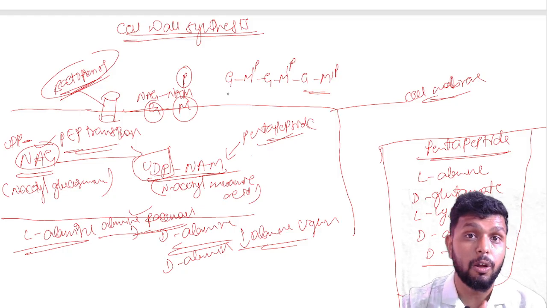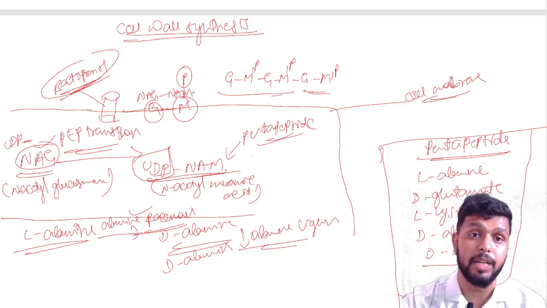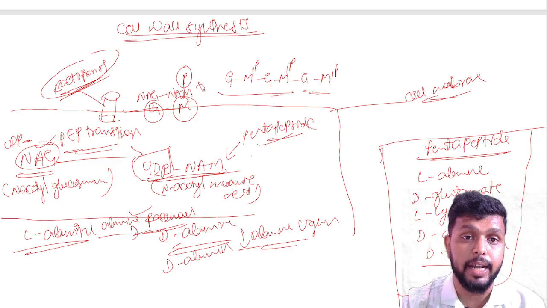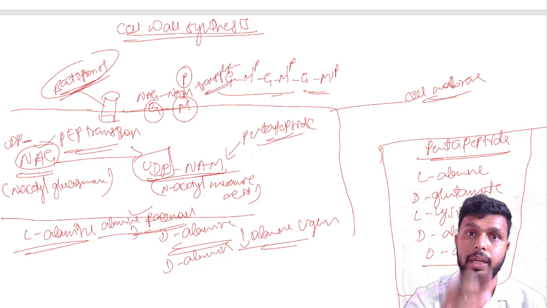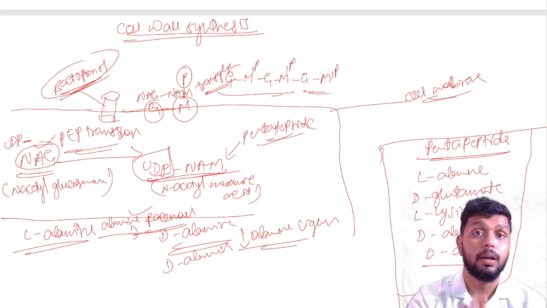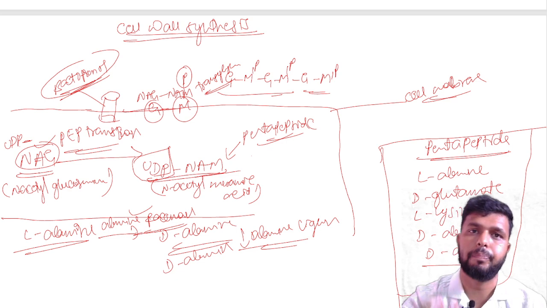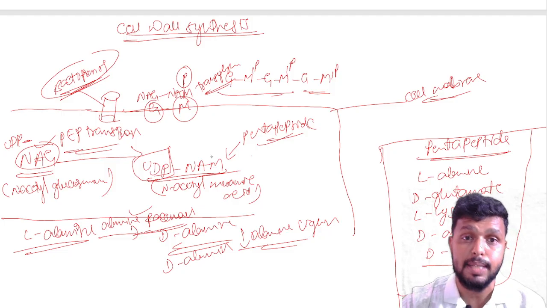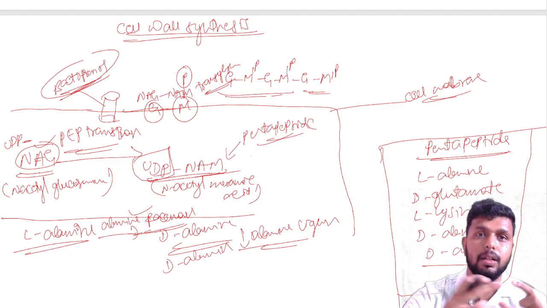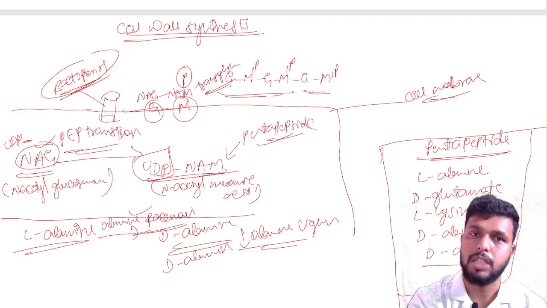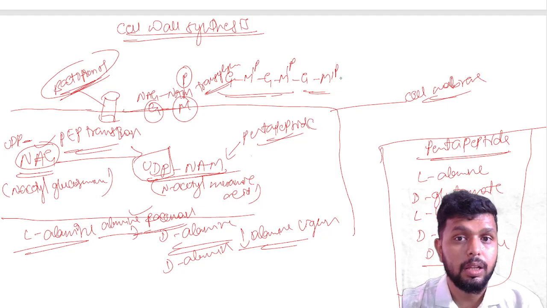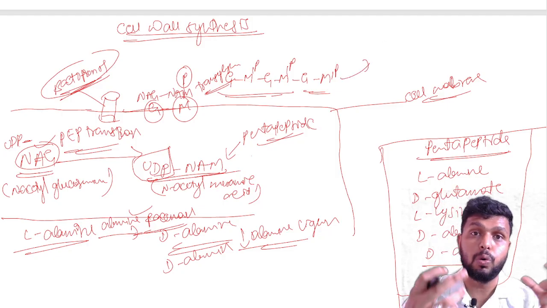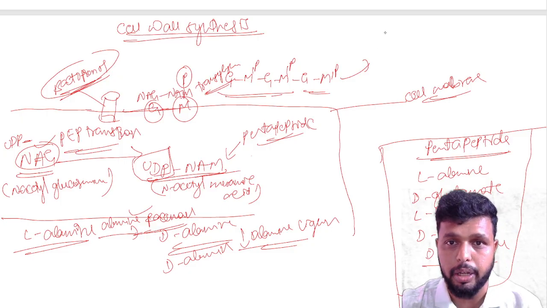For this elongation of chain, there is one enzyme that will be helpful, that is transglycosylase. This transglycosylase enzyme will be helpful for the elongation of the peptidoglycan chain. This is known as the peptidoglycan chain. Here the elongation of the chain takes place with the help of the enzyme transglycosylase. Okay, after that this chain will go on to cross-linking.